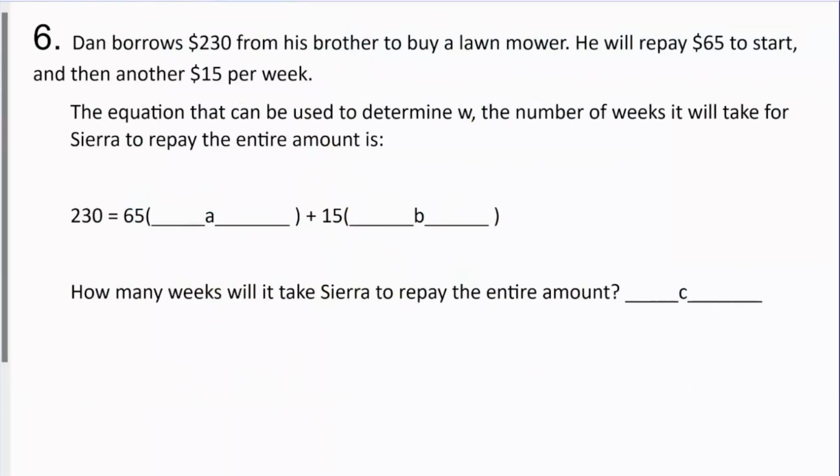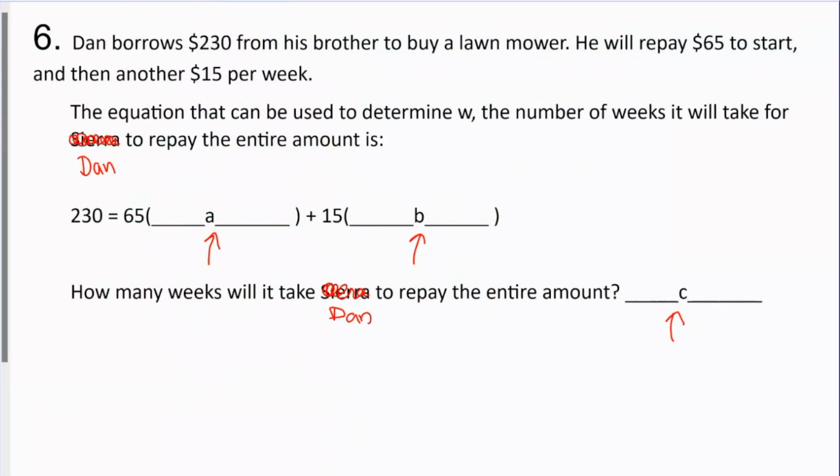Number 6 says, Dan borrows $230 from his brother to buy a lawnmower. He will repay $65 to start and then another $15 per week. The equation can be used to determine W, the number of weeks it will take for Dan to repay the entire amount, and they give us the equation. Now we're filling in for A and we're filling in for B. How many weeks will it take Dan to repay the entire amount? And C. All right, so let's start with building our equation.